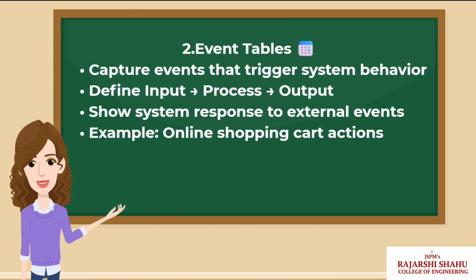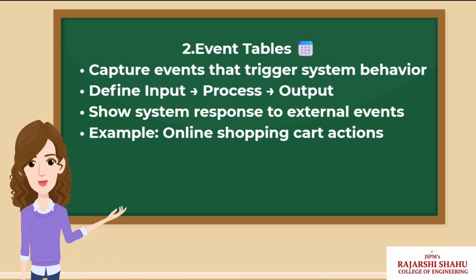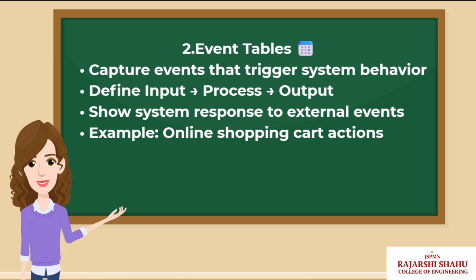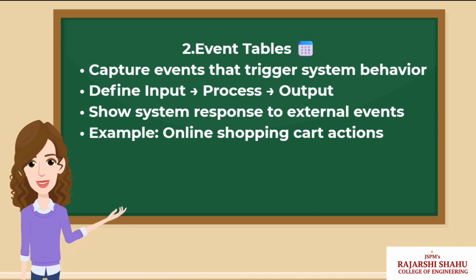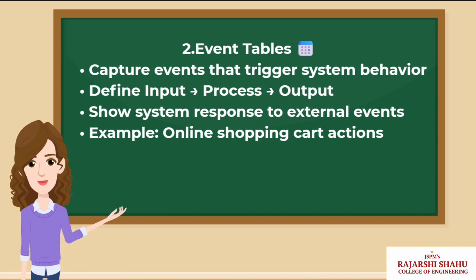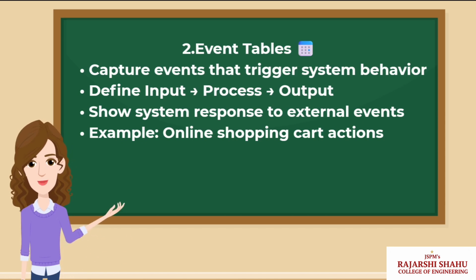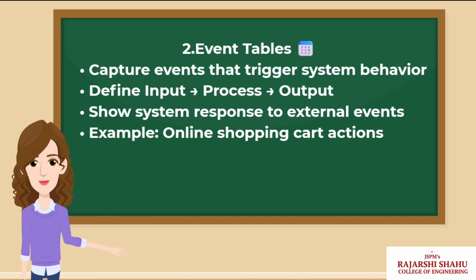Event tables capture all the important events that affect the system. Each event has an input, the process it triggers, and the expected output. This makes them especially useful in real-time or interactive systems. For example, in an online shopping cart, the event add item triggers a process to update the cart, and the output is the new cart total displayed to the user.